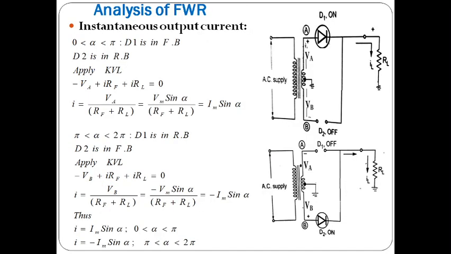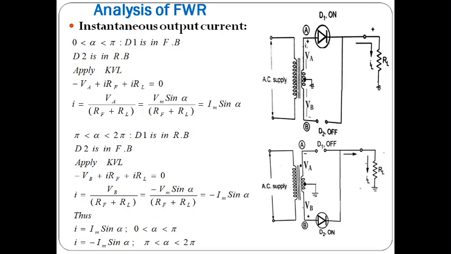analysis of full wave rectifier. In this analysis, first we should know the instantaneous output current or output voltage. Yes. So again, further we need to consider the two cases, 0 to π and π to 2π. In the 0 to π case, diode D1 is forward biased, D2 is reverse biased.